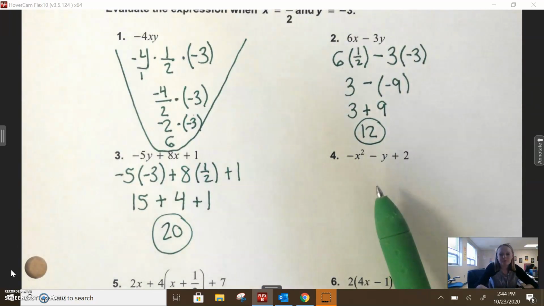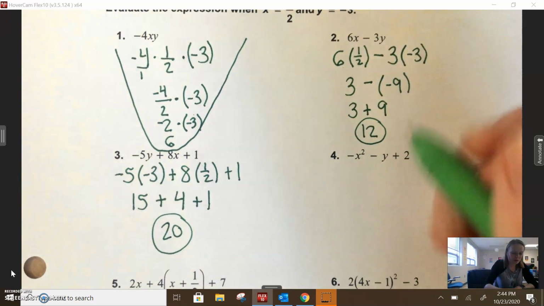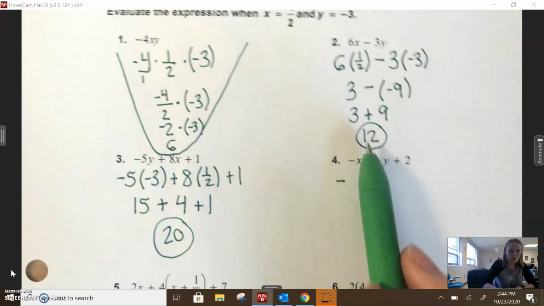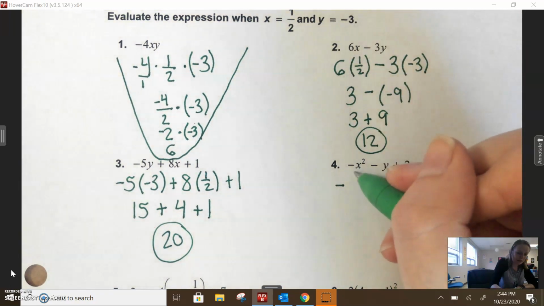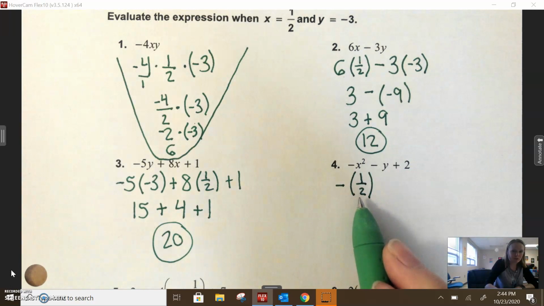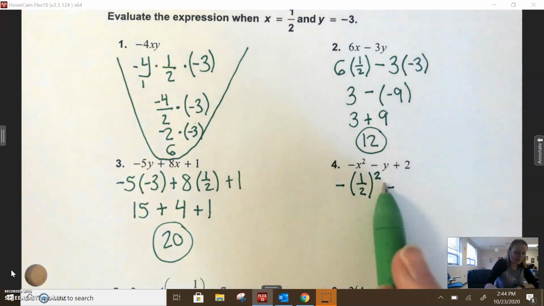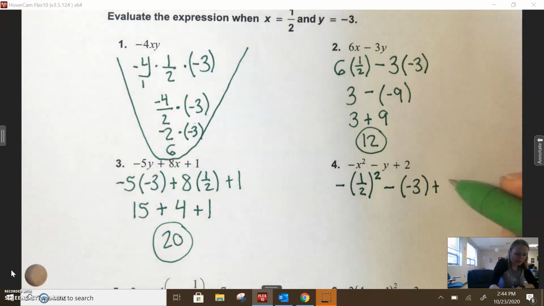Number 4, this is probably the most missed question. This is really tricky. So with this negative, that's still going to be out here in the front. When I replace this x, I'm going to put that 1/2 in, and I'm going to put that in parentheses, since I'm replacing the x with the 1/2. I'm still going to keep this squared, minus, the y is still -3, and then I have +2.